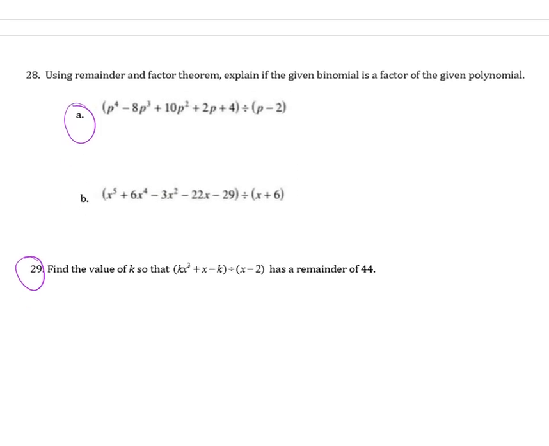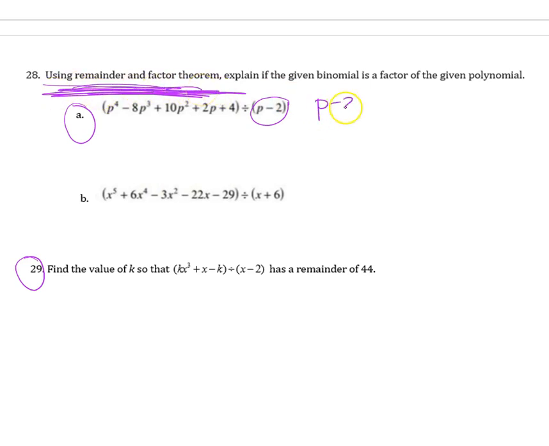Okay, for 28, using factor and remainder theorem. So you can't just use synthetic on these. Explain if the given binomial is a factor of the given polynomial. So I have a 4th degree polynomial and I'm trying to divide it by this, and I want to find out, is this a factor? And I can only use the factor and remainder theorem.